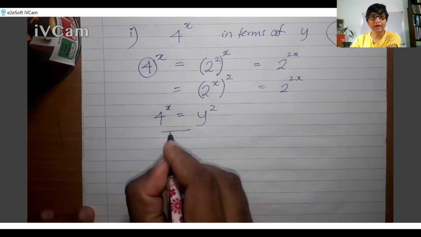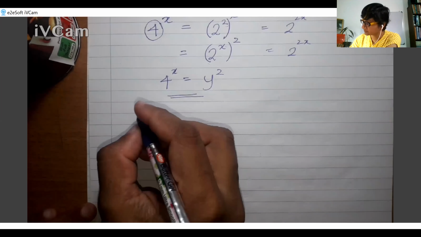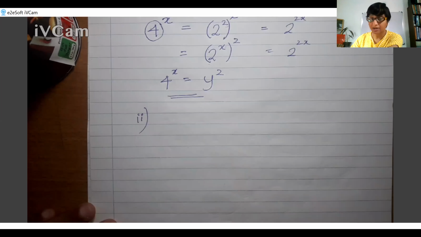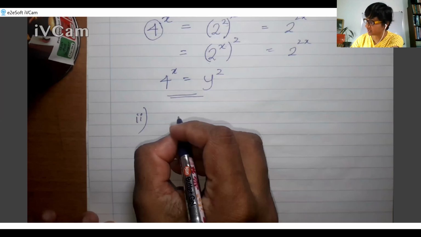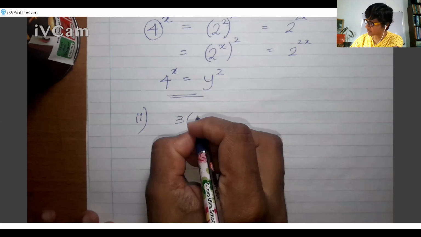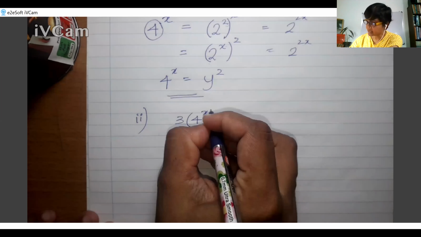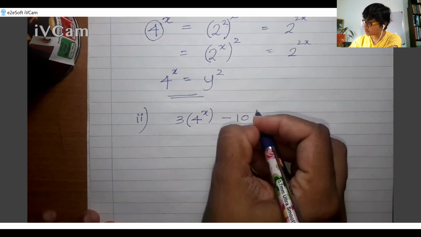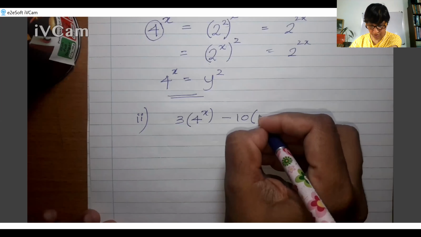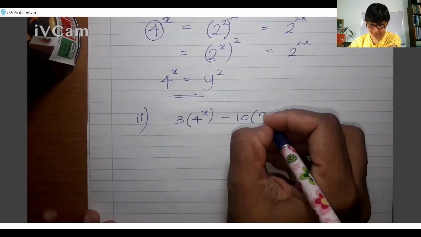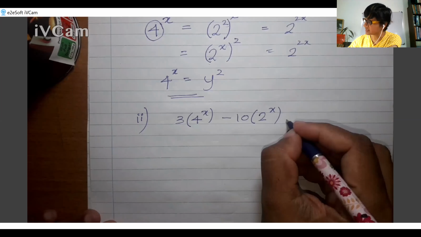Then the second part, you are given this equation. Now you have to solve this equation. Hence, meaning you have to use this to solve what is given in the second part. You have 3, 4 to the power of x minus 10, then 2 to the power of x plus 3 equals 0.